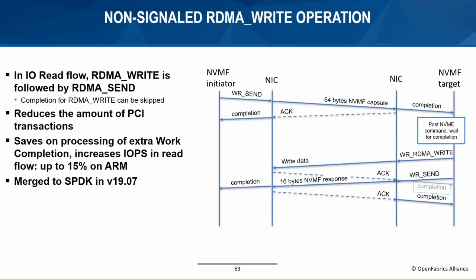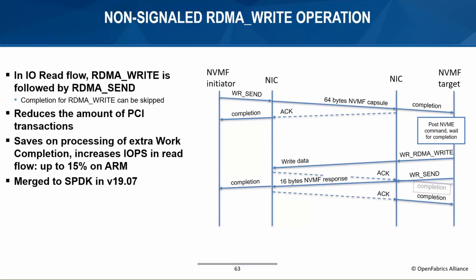Let's consider how NVMe-oF target handles IO read operation. When a target receives a read request from the initiator, it posts a command to NVMe disk to read data to a local memory buffer. When the disk finishes the read operation, NVMe-oF target prepares and sends two work requests back to the initiator. The first request is the RDMA write, which transfers the data, and the second one is a send work request with the NVMe-oF response, which is used to notify the application that the operation is completed.